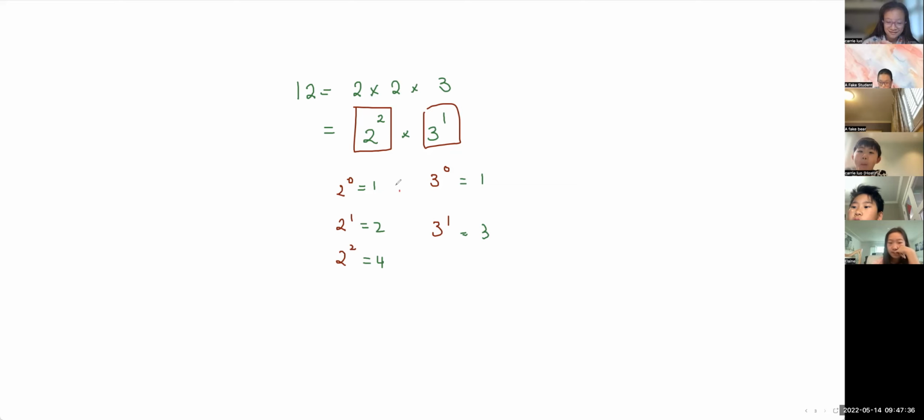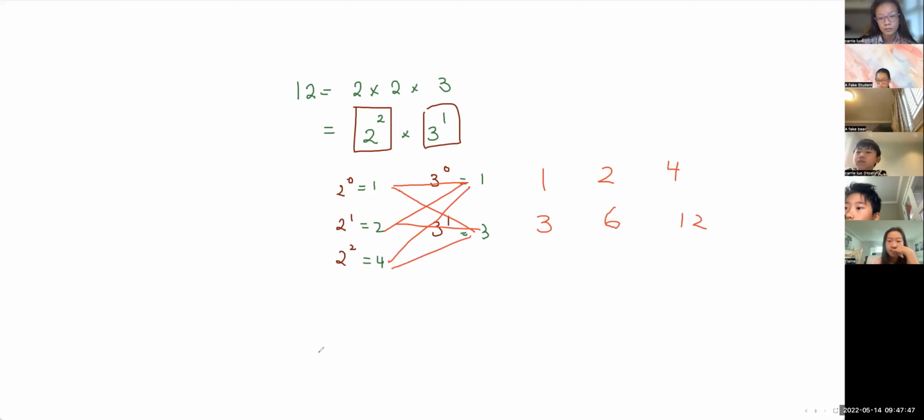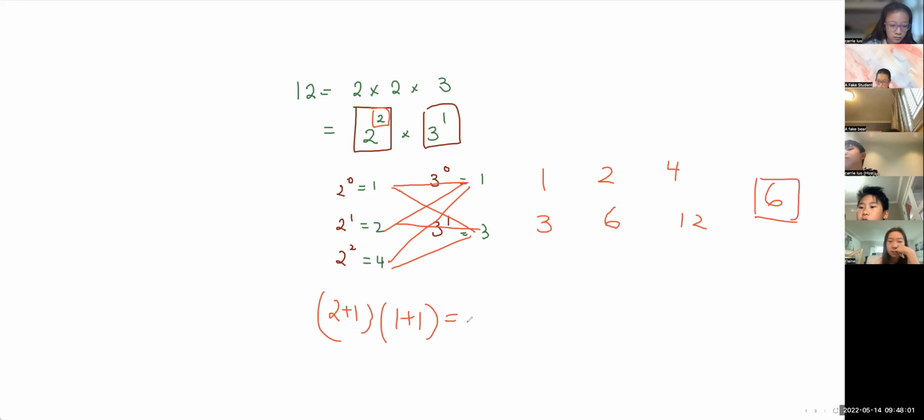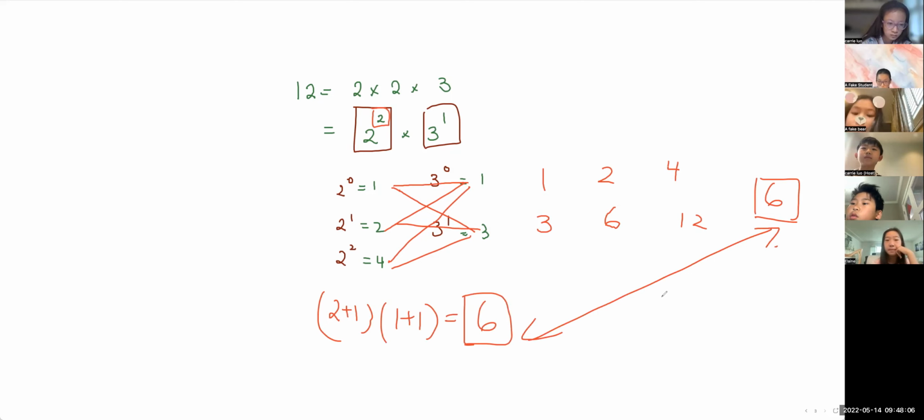So how many factors do we have? 1 times 1, 1. 1 times 3, 3. 2 times 1, 2. 2 times 3, 6. 4 times 1, 4. 4 times 3, 12. So the answer is 6 factors. So how do we do it? 2 has power 2, so it's 2 plus 1, because don't forget 2 could have power 0 as well. And 3 has power 1, so 1 plus 1 equals 2. So 3 times 2 equals 6. Exactly what we have here. Understood? Okay, so very easy.